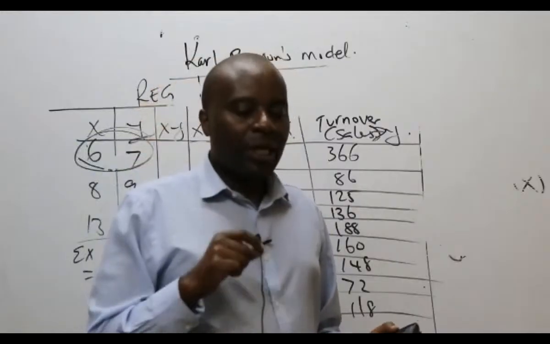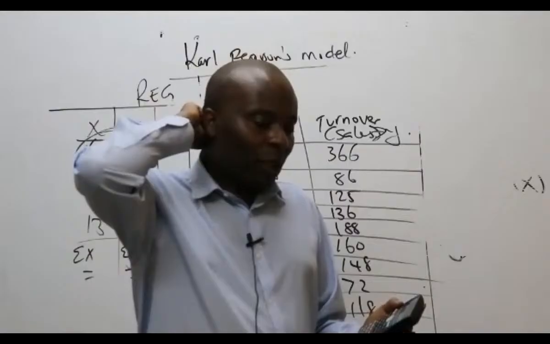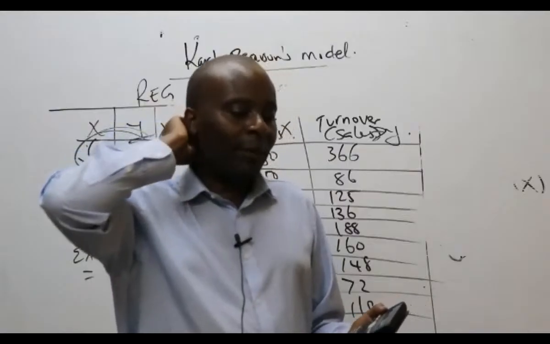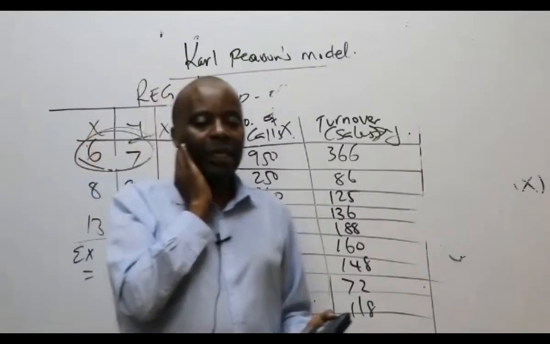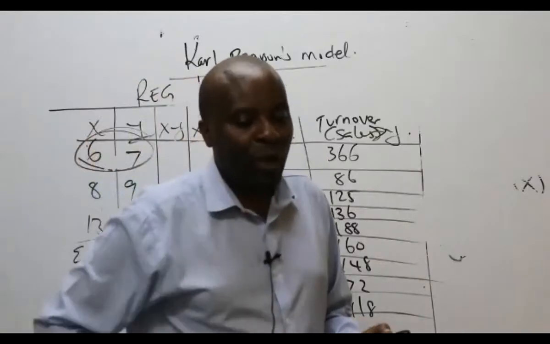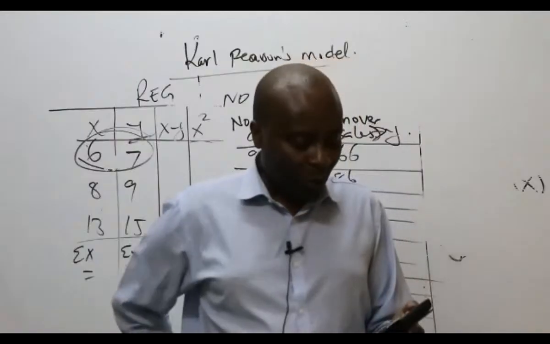Sasa ukiangalia vizuri juu ya button number 1, kama uko na ile macho ambayo imekula carrot mzuri, there is some yellow right up that you have up there on top of button number 1. What are you able to see?